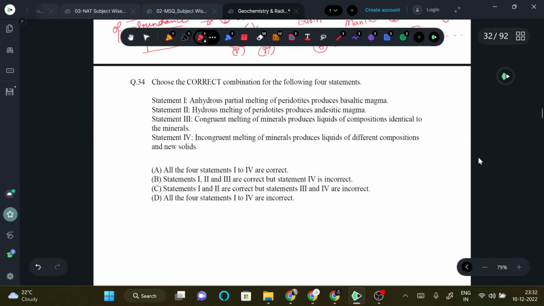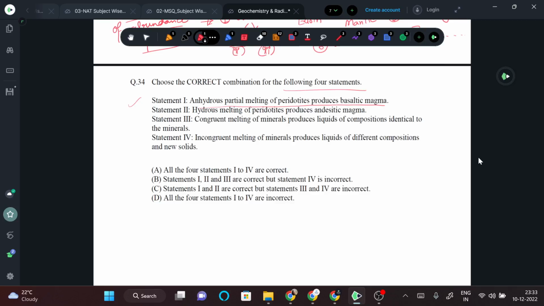So, okay, moving on to the next question. Choose the correct combination for the following four statements. Statement 1, anhydrous partial melting of peridotites produces basaltic magma. Statement 2, hydrous melting of peridotites produces andesitic magma. Statement 3, congruent melting of minerals produces liquids of composition identical to the minerals. Statement 4, incongruent melting of minerals produces liquids of different compositions and new solids.